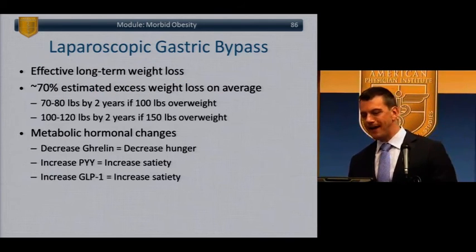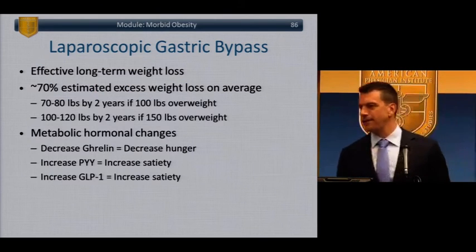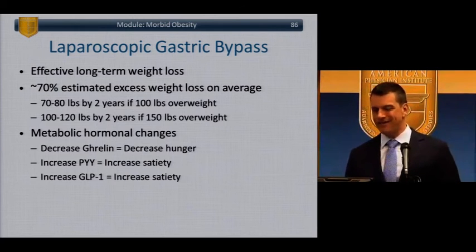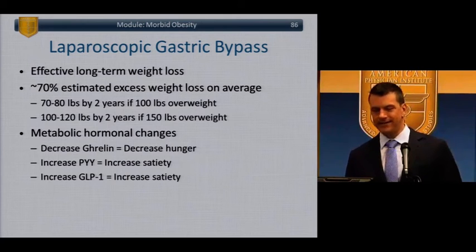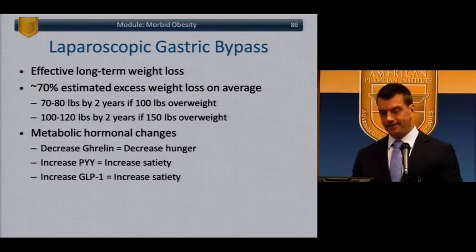So the gastric bypass, this is probably the most effective. About 70% of estimated weight loss on average, 70 to 80 pounds by 2 years if you're 100 pounds overweight, and if 150, usually 100 to 110.